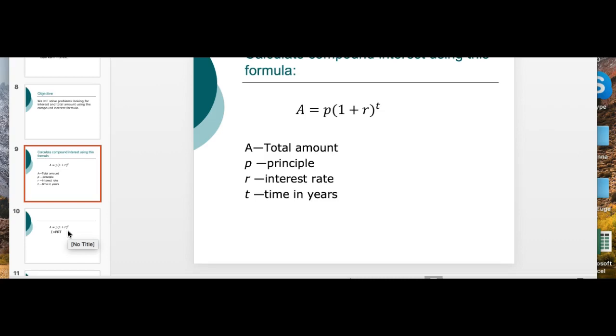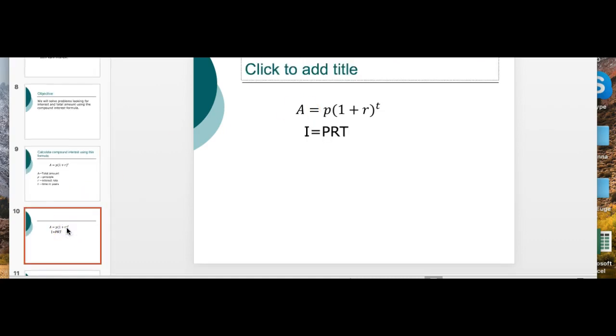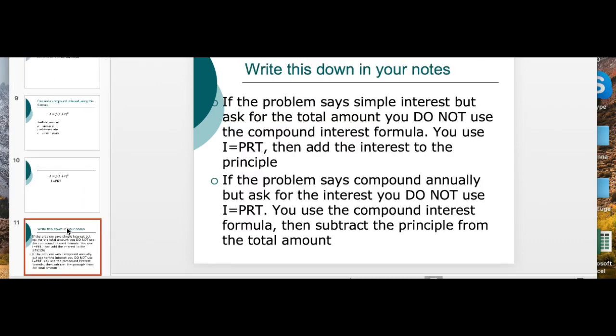That's the big difference. So you got to keep in mind that if I'm reading a problem and I determine that the problem is using the compound interest formula, when I use this formula, it's going to give me the total amount. Now, with that said, I need you to jot this down in your notes. Pause the video and jot this down in your notes. All right, I hope you paused the video. I hope you wrote that down.